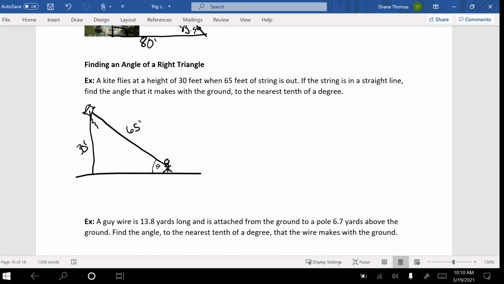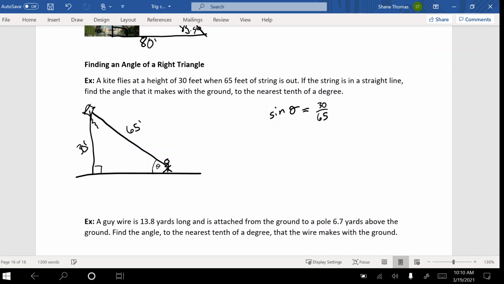Okay. Now looking at this, I created a right triangle based on my picture. What two sides do I have? 30 and 65, opposite and hypotenuse, correct. Which function is that? Sine. So I have the sine of theta is equal to my opposite side, which is 30, over the hypotenuse, which is 65.